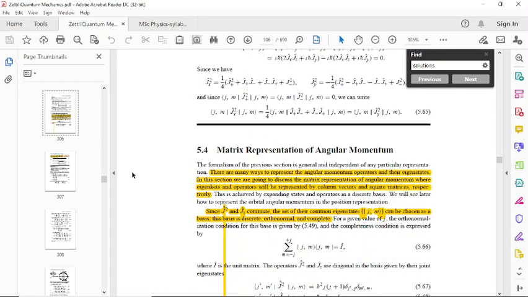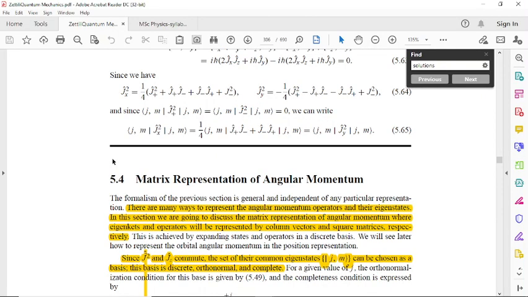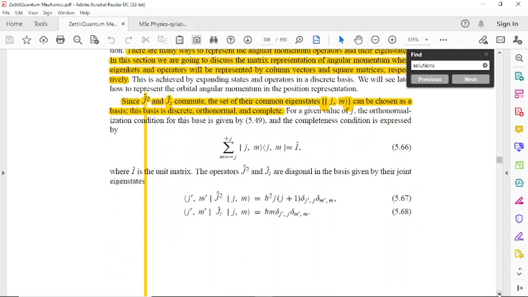നമുക്കിനി matrix representation of angular momentum നോക്കാം. There are many ways to represent angular momentum operators and their eigenstates. Now we are going to discuss the matrix representation of angular momentum, where the eigenstates and operators will be represented by column vectors and square matrices that we have already discussed.